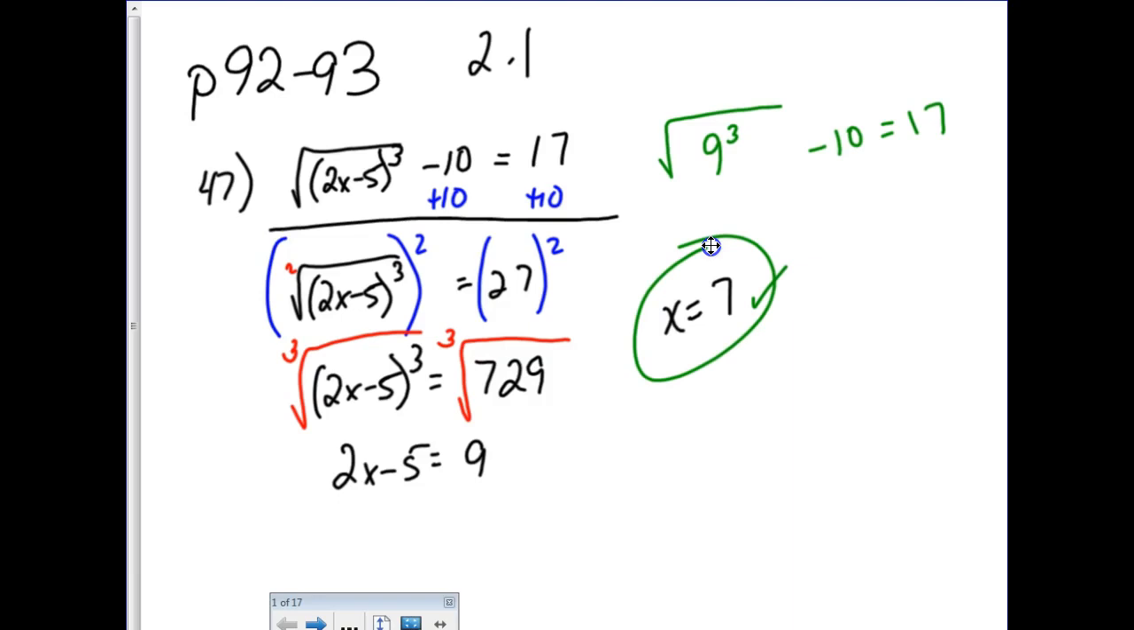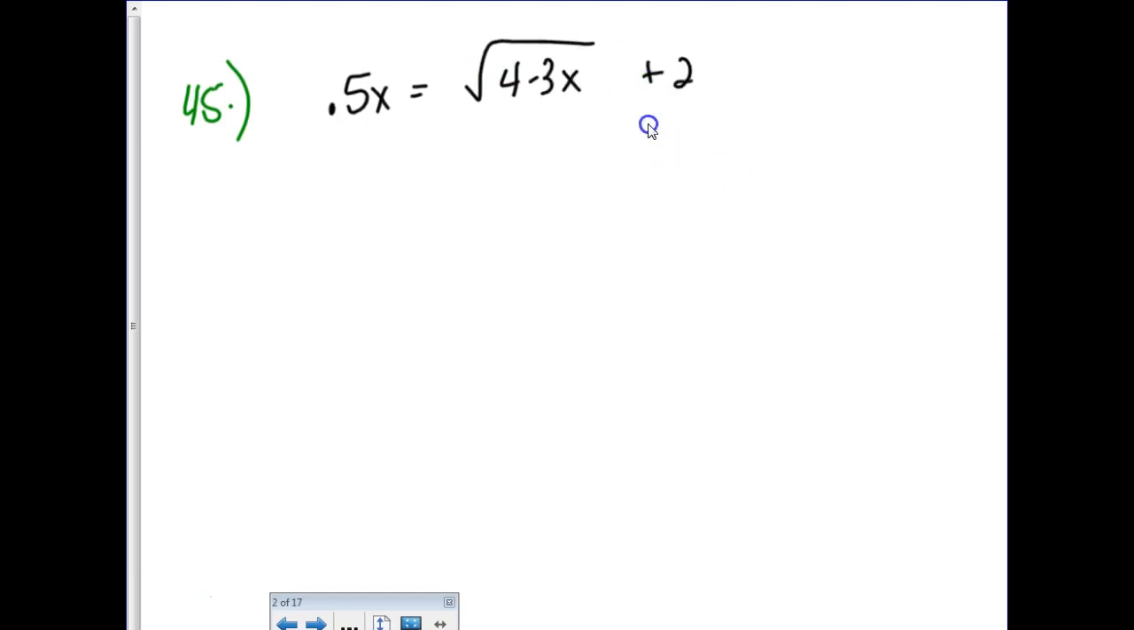Mm, 49. Nothing? No worries. 45. Similar in style where you're going to isolate that square root. Oh, that one's kind of gross. All right. 45 has a 0.5x on one side of the equal sign, and then square root of 4 minus 3x plus 2. So this one's a little exciting. You're going to subtract the 2 over.